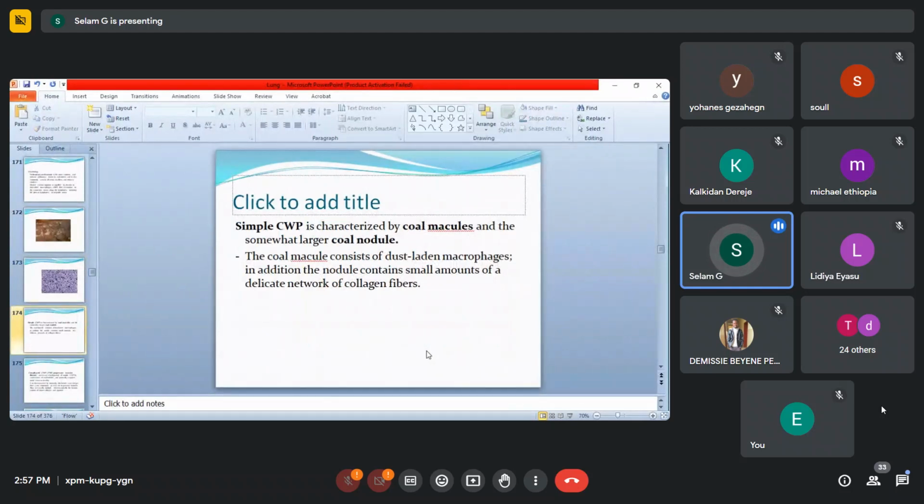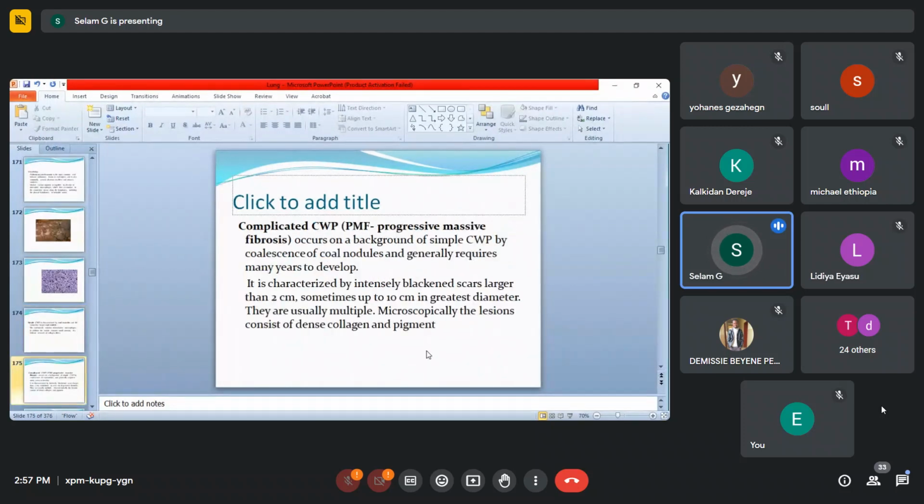As for simple coal workers' pneumoconiosis, this is characterized by coal macules and a somewhat larger coal nodule. The coal macule consists of dust-laden macrophages. In addition, the nodules contain a small amount of delicate networks of collagen fibers, forming simple nodules.